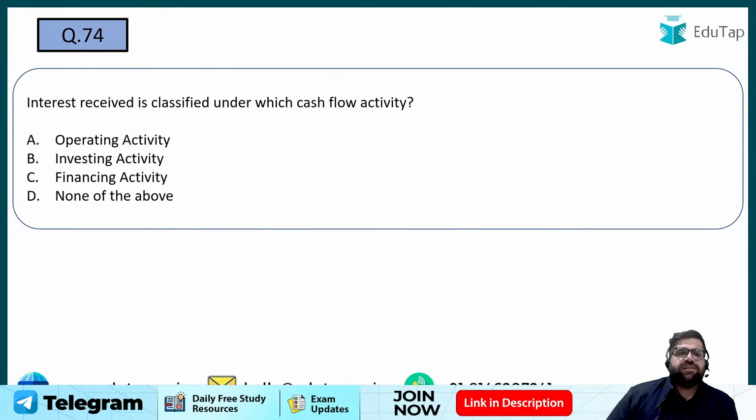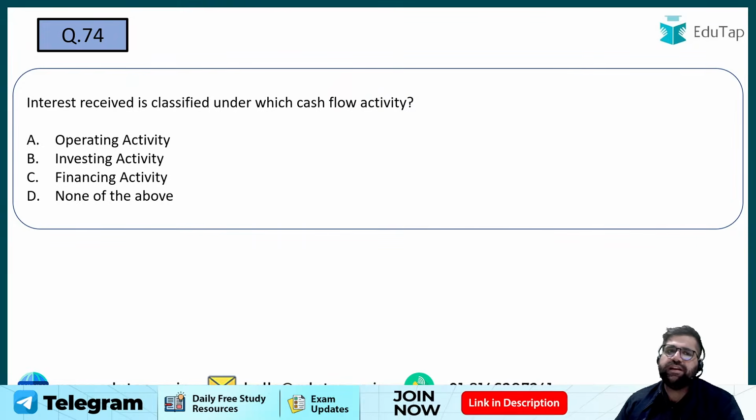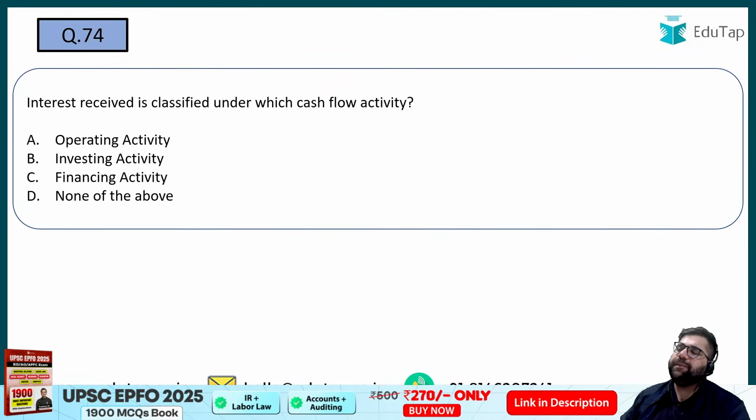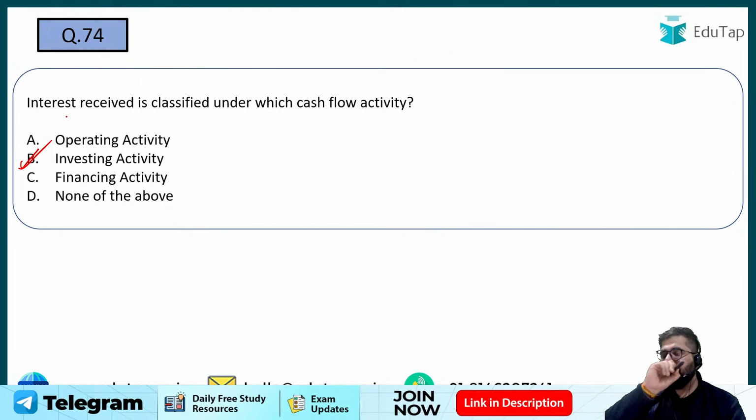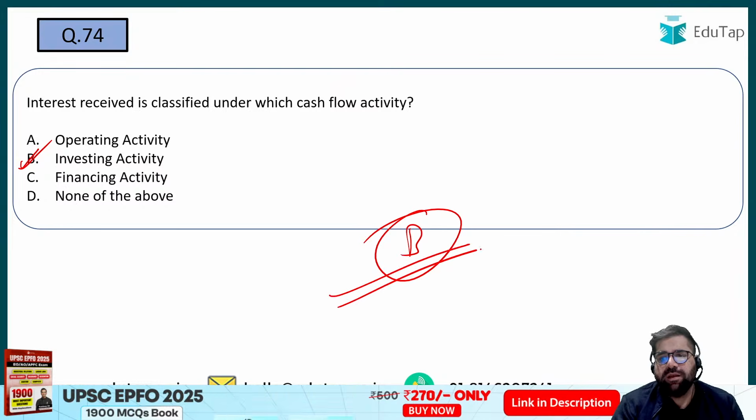Right? Next, question number 74. This is also a tricky question. Try to address it carefully. Don't get it wrong. Interest received is classified under which cash flow activity? Now you are receiving interest, so it basically means you invested somewhere, and because of that you are receiving interest. So if you are receiving interest, that will be under investing activity. If you are paying it, then it's a different ball game altogether. But if you are receiving it, then it will be an investing activity. So my answer will be option number B.